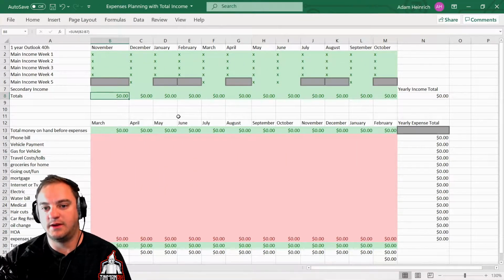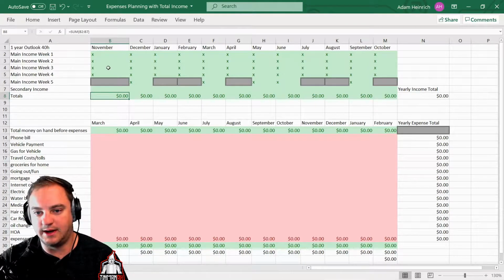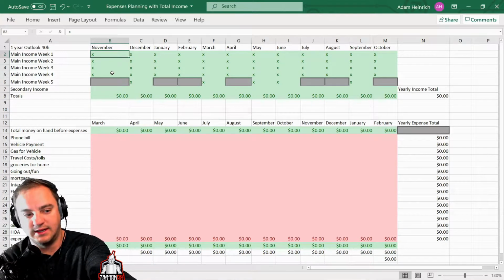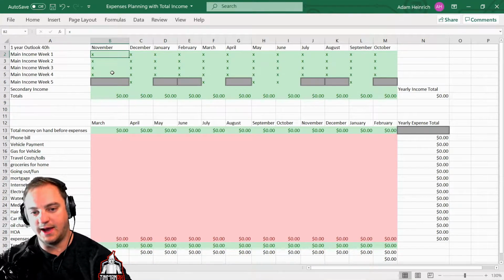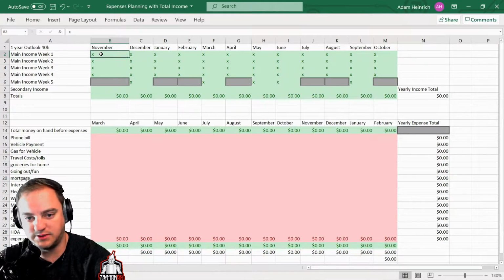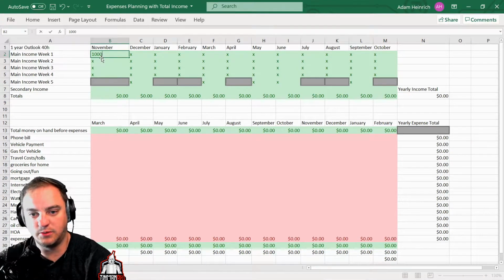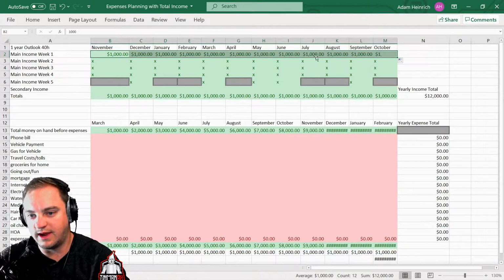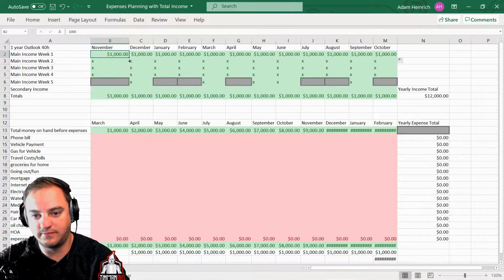All right, so first thing we want to do is right away put what we make per week. Now, if you're salary, this is pretty easy. If you're hourly, it's going to be a little tough. But let's just use a number for an example. Let's put in, you make $1,000 a week. And let's just say for this purpose that it doesn't change. Every week you get the same amount.